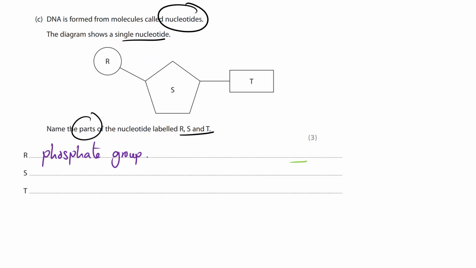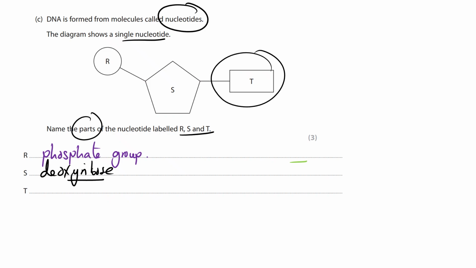Now S, this pentose sugar, we're referring to as deoxyribose. So always, if you're talking about DNA, refer to it as deoxyribose. Do not refer to it as pentose, because it's not specific enough, like the ocean. If you get the joke, Pacific, never mind.